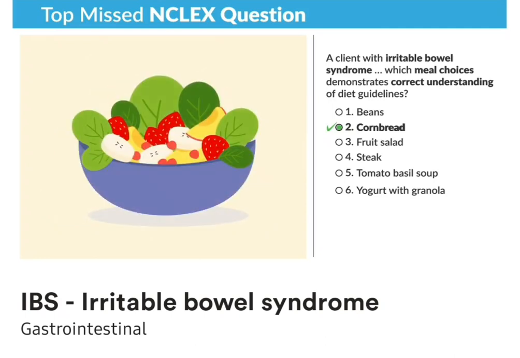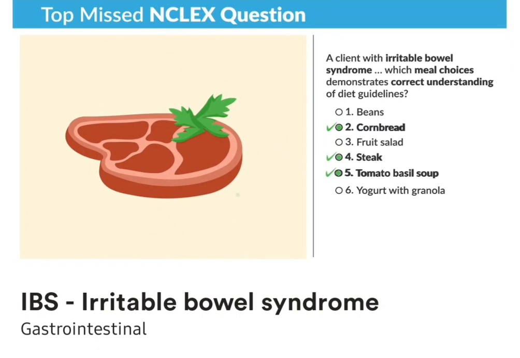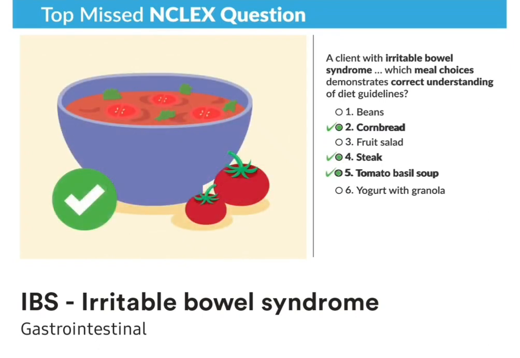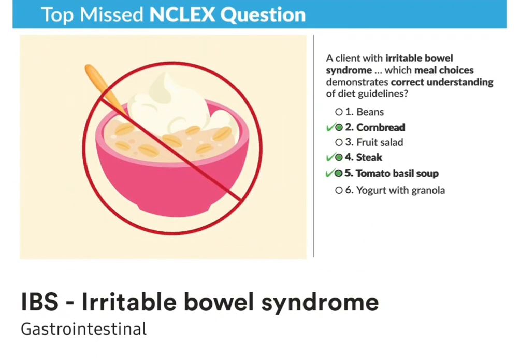Now option 3 is fruit salad. No, we always want to avoid those fruits. And option 4 and 5 are correct. Steak is a good protein choice here, and tomato basil soup. Remember, soup always soothes the bowels here. And lastly, option number 6, yogurt with granola. No, remember, no dairy. So the key term here is yogurt. So avoid the dairy here.